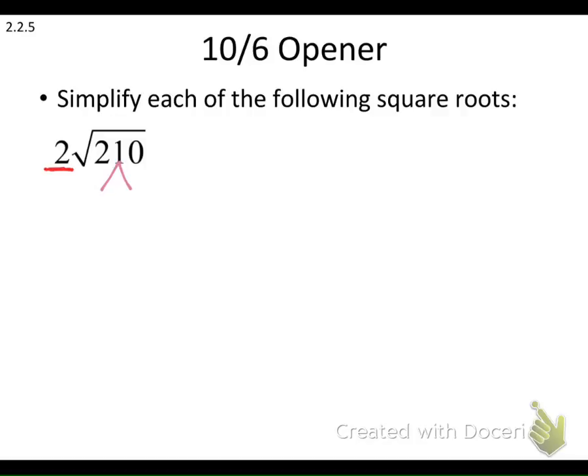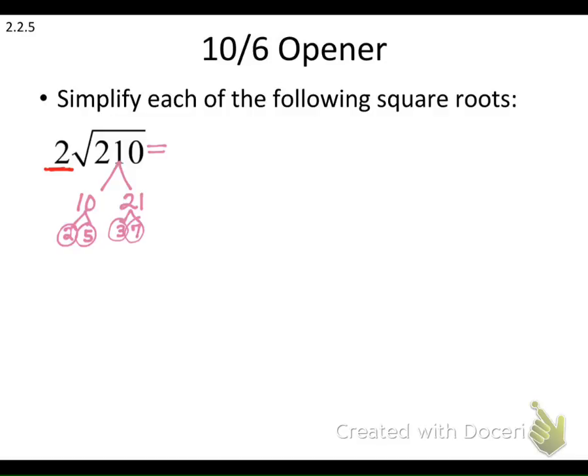So we're still going to go ahead and factor 210. What two numbers can you multiply together to get 210? 14 and 15, 10 and 21. So we're going to use 10 and 21. If you use 14 and 15, that's fine too. What two numbers can you multiply together to get 10? 2 and 5. And 21, I'm going to put my equal sign.